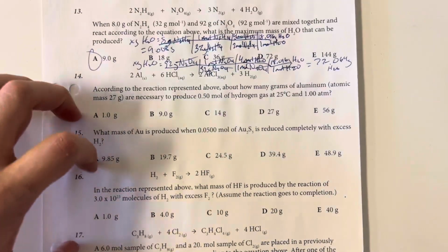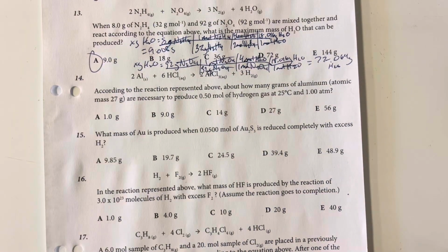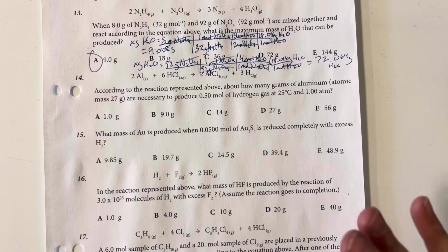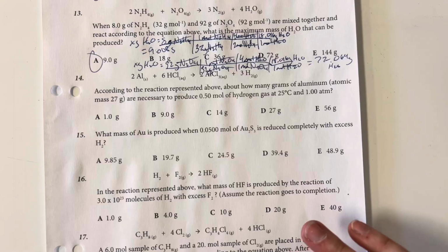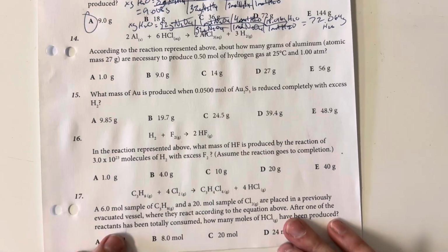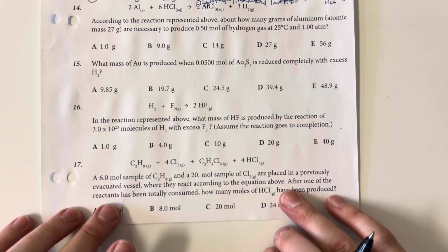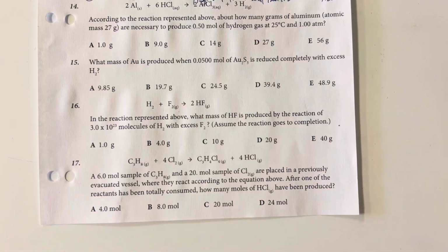So option choice A is going to be my answer, since that is the mass of water that I could produce with the amount of N2H4 that I have present, and therefore that is the only amount that I can actually produce. I can't produce any more than that. I don't have enough of the reactant to do so.